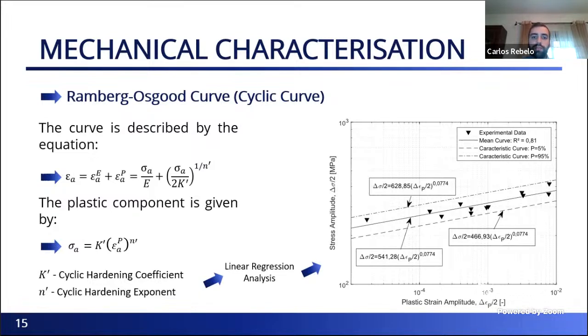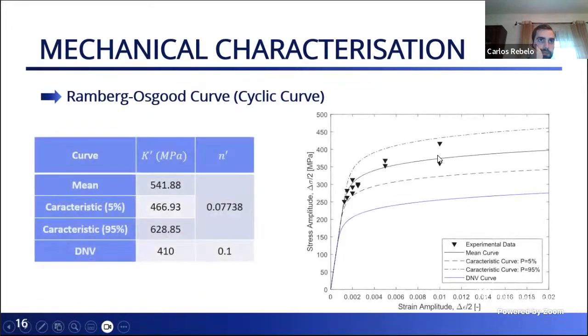By considering only the plastic component of the equation, it was possible to determine these parameters through linear regression on a bilogarithmic scale. Curves at 5 and 95% were determined. The values obtained are presented in this table. The DNV standard values are also provided. The graph illustrates the 4 cyclic curves obtained with these values.